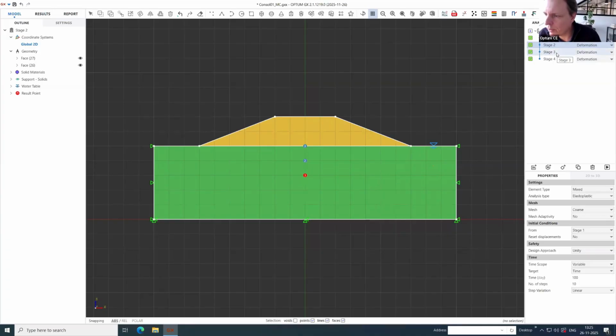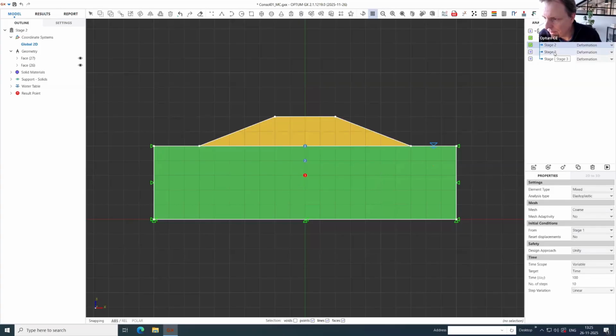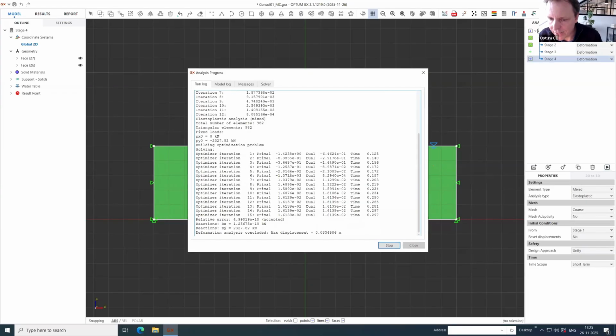Okay. I should have, of course, started these not from stage 2, they should start from stage 1. And this one should also start from stage 1. So we run the initial stresses and the consolidation, and then we do a long-term and a short-term. Should have done that to start with.